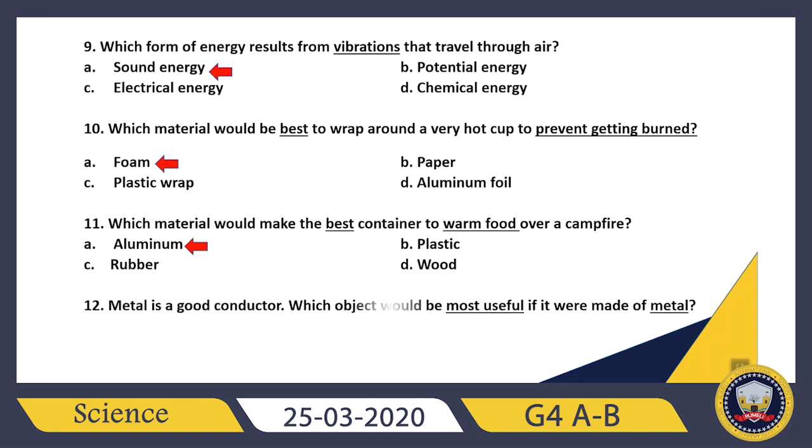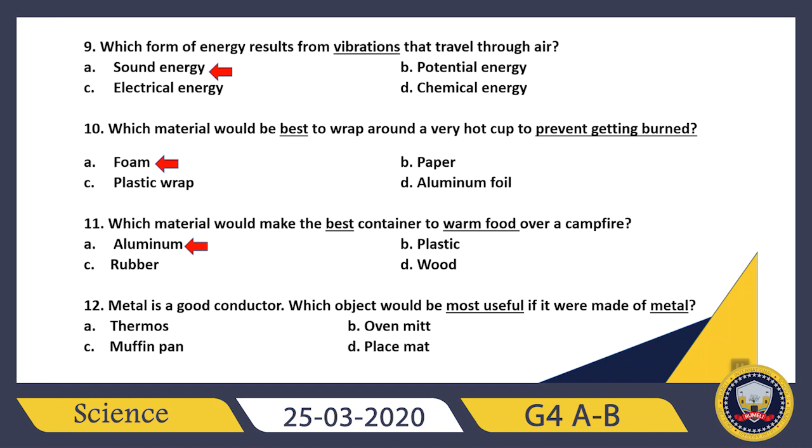Number 12, the last one. Metal is a good conductor. Yes, we know that. Which object would be most useful if it were made of metal? Let's see. Thermos, oven mitt, muffin pan, or placemat. You know the placemat, like a small carpet. Of course, if it is metal, it will be very hot. We cannot stand on it.